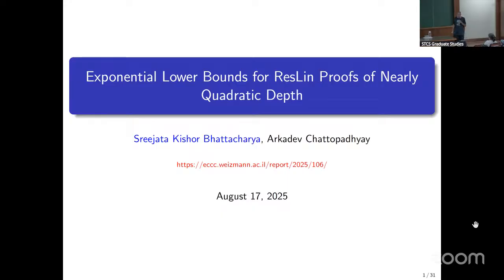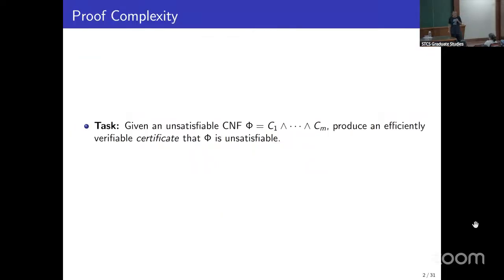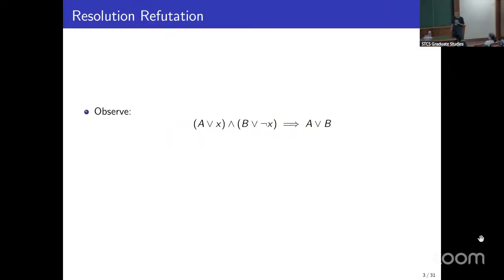So this talk will be on proof complexity, and this is joint work with Arkadev Chattopadhyay. The central task of proof complexity is the following. You're given an unsatisfiable CNF, and you have to produce a certificate that this CNF is unsatisfiable. And this certificate should be efficiently verifiable. That means a computationally bounded person should be able to look at the certificate and be convinced that the CNF has no solutions.